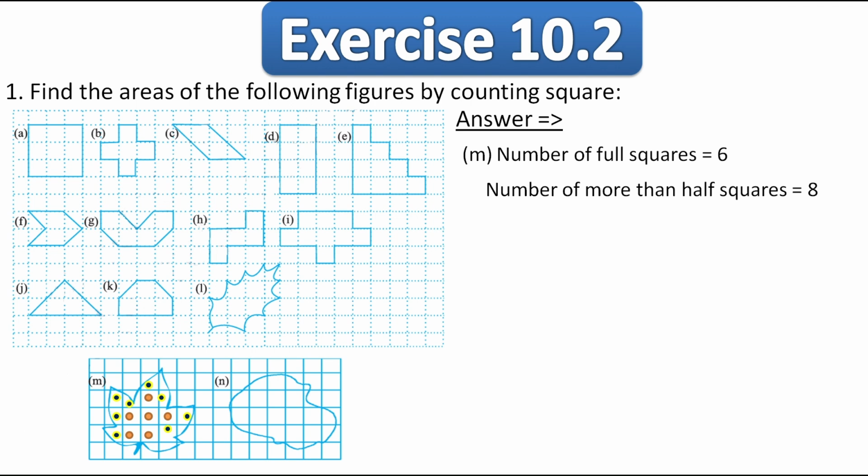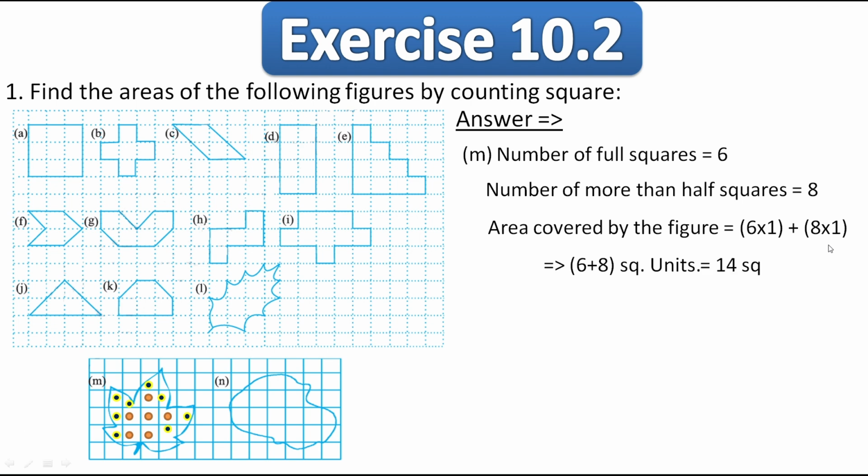Now these squares, this one, this one, this one, they are not even more than half, not even half, but they are a little bit smaller than half. So we will not consider them, because we are considering here the more than half square as a full square only. Therefore, area covered by the figure is 6 into 1 plus 8 into 1, which is equal to 6 plus 8 gives you the area as 14 square units.